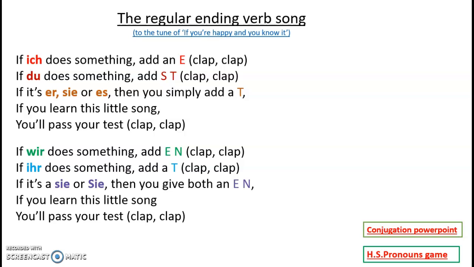If wir does something, add en. If ihr does something, add a t. If it's sie or Sie, then you give both an en. If you learn this little song, you'll pass your test. So you can memorize that and it can help you. And you've also learned why Frau Miles does not sing in class.